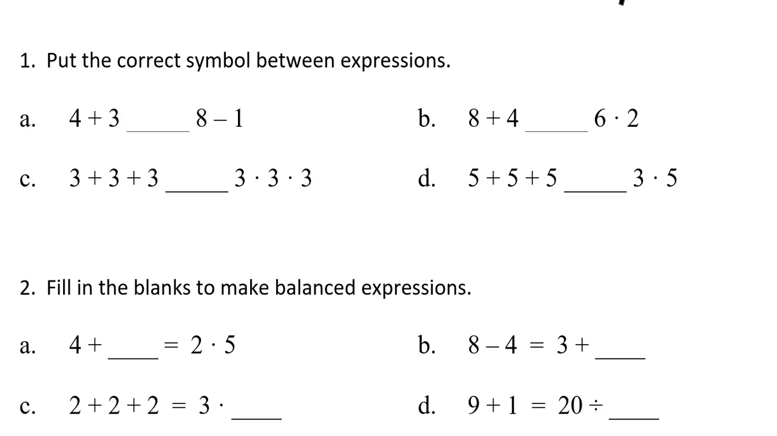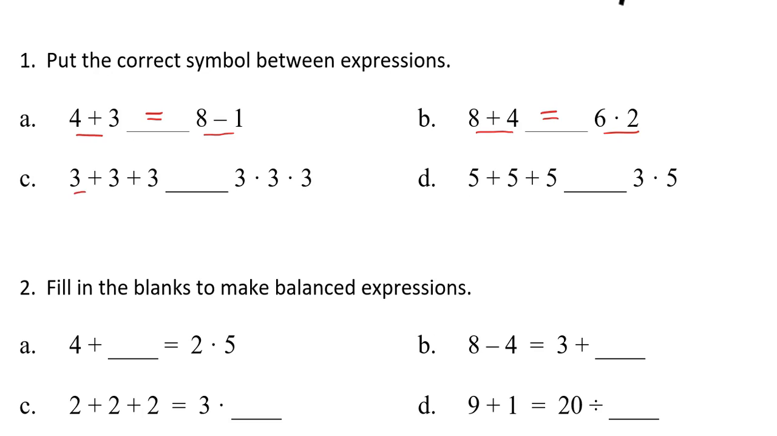In this section, we're going to fill in the blank between the two expressions with either the equal symbol or the not equal symbol. Here I have 4 plus 3 and 8 minus 1. Well, 4 plus 3 is 7, 8 minus 1 is 7, so those expressions are equal. Going across, 8 plus 4 is 12, 6 times 2 is 12, so those expressions are equal as well.